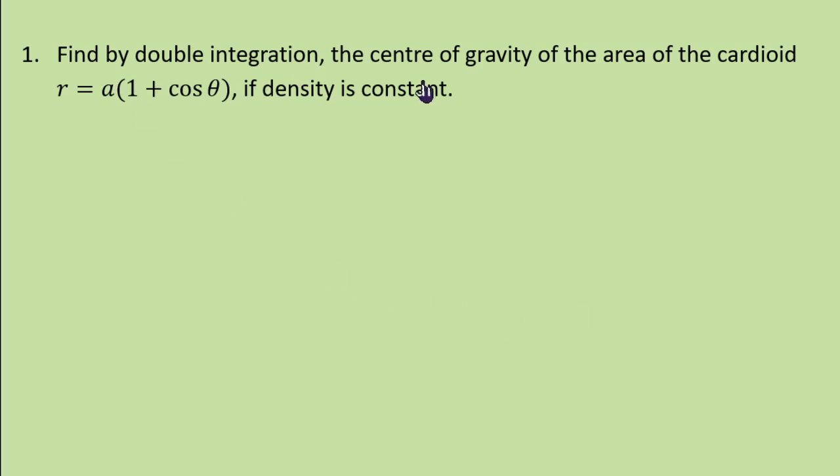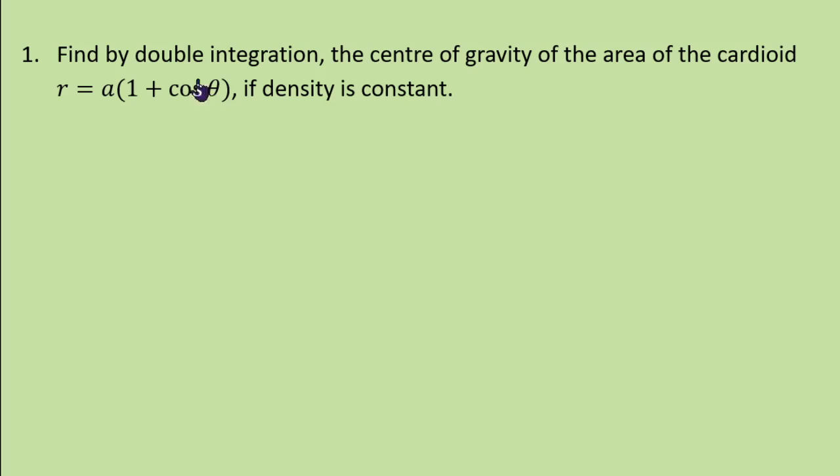Find by double integration the center of gravity of the area of the cardioid r equals a into 1 plus cos theta, if density is constant. Now, if density rho is constant, you can cancel rho from numerator and denominator, therefore, ignore rho in the formula.